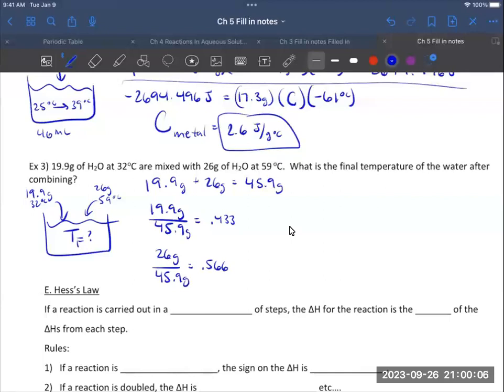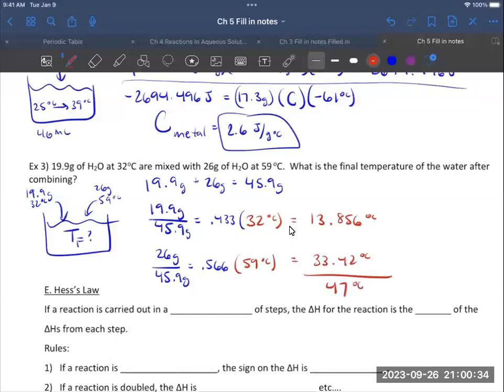And the last part you guys have to do is multiply each one by the temperature that they were. So the colder water was 32 degrees Celsius. So that's 13.856 degrees Celsius. And then the hotter water was 59 degrees Celsius. That's 33.42. And then you add the final answer together. So our final temperature, once these two solutions are mixed together at different temperatures, is going to be 47 degrees Celsius.